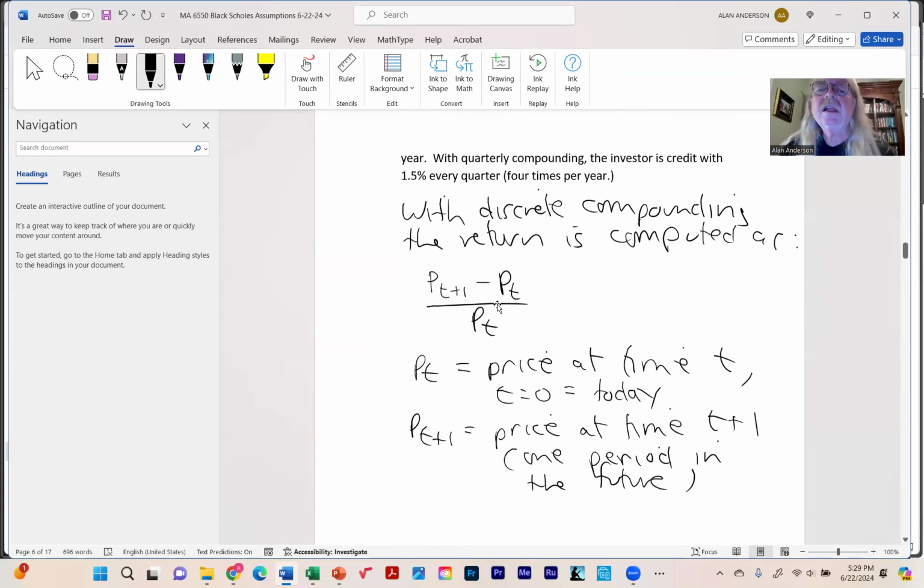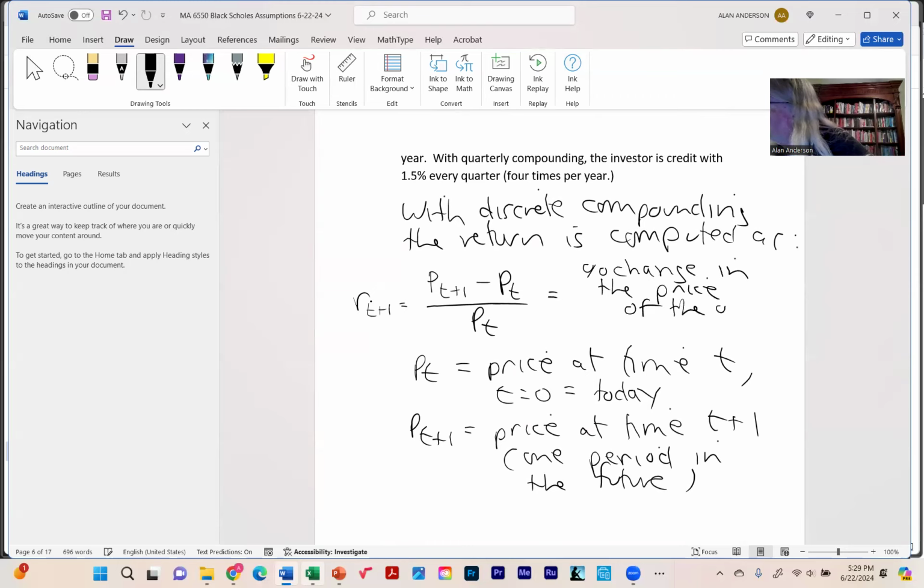So when you put it into this form, what we've got here is the percentage change in the price of the asset. Okay. So that's what the rate of return is actually telling us. Now, for quarterly compounding, then of course these time periods would be quarterly. For semi-annual, these periods would be semi-annual periods.